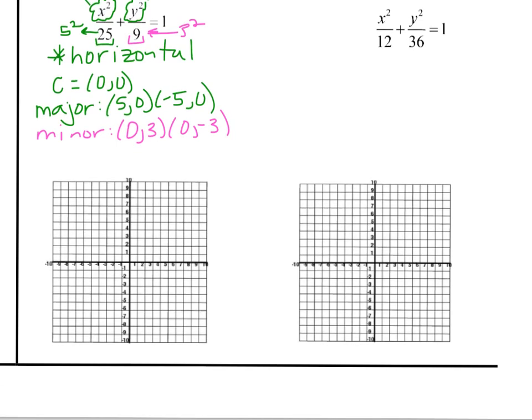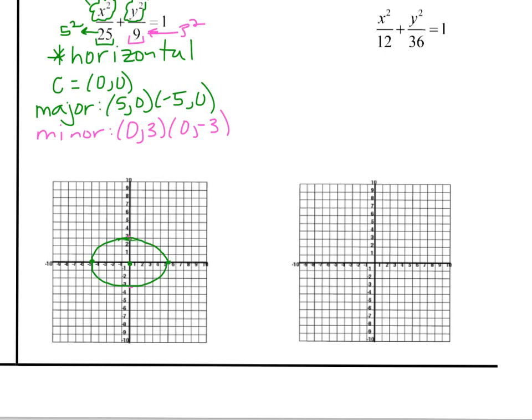All right, let's go down to our graph and plot those 4 vertices and the center and see what our shape looks like. First, we'll start with our center and our major vertices. 0, 0 for our center, and then I'll count 5 to the right and 5 to the left. To plot our minor vertices from the center, we're just going to go up to 0, 3 and down to 0, -3.